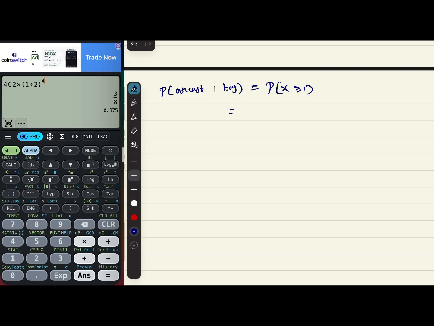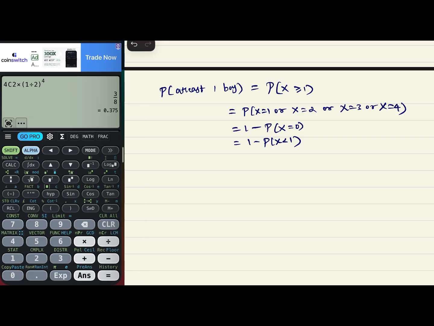Now, if you want to find this, you will have to find in this way. Probability x equal to 1 or 2 or 3 or 4, but that's quite long, which can also be written as 1 minus probability of the missing x value, 0. So this part I could even write as 1 minus probability of x less than 1. So x less than 1 here is the meaning of x equal to 0. So I could write in this way. So that is what I have done here.